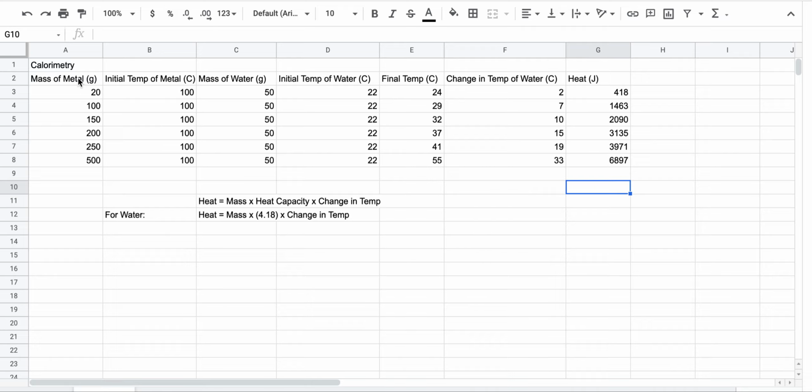We're going to graph here. I want you to click and then drag down to highlight this column that says mass of metal.